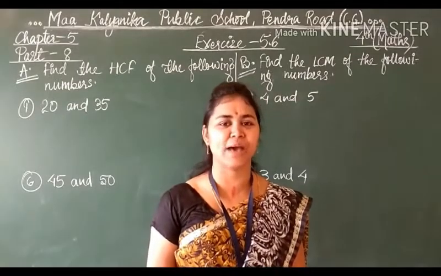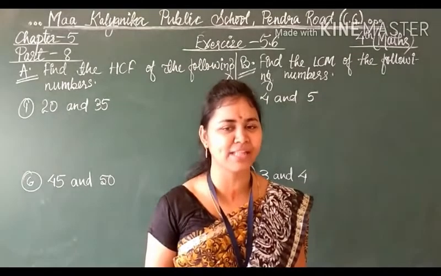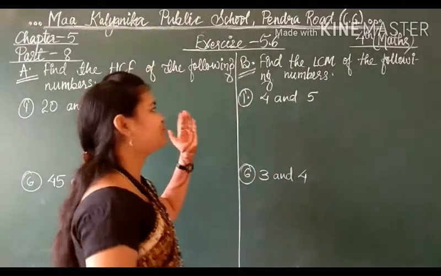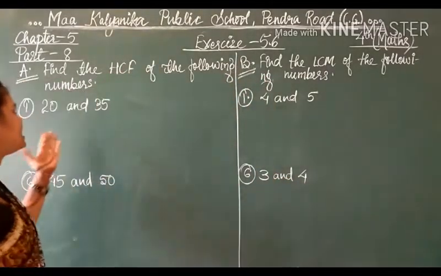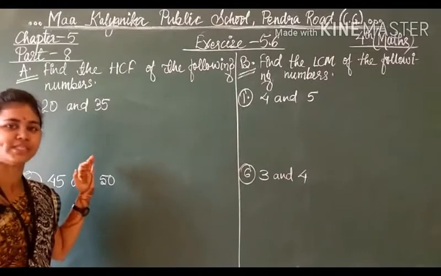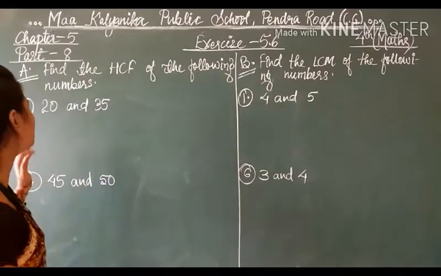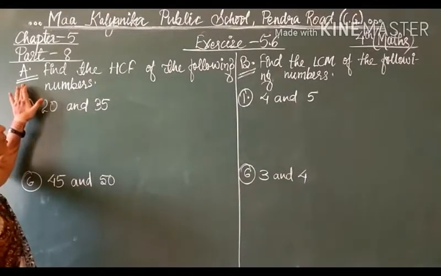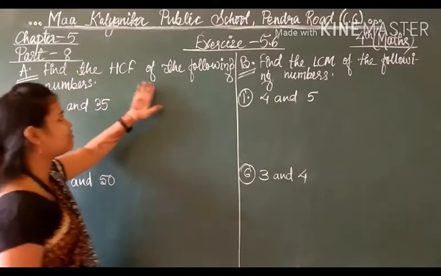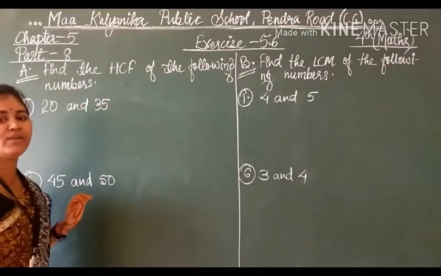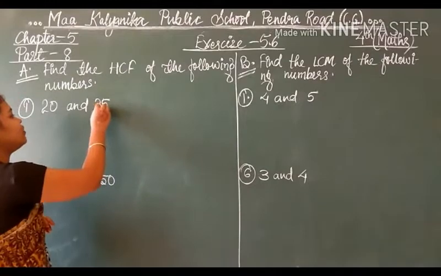In this video, I am going to teach you class 4th maths exercise 5.6. So students, in exercise 5.6, A and B, two questions are there. So let us know how to solve. See students, question number 1. Find the HCF of the following numbers. We have to find the HCF of the following numbers.